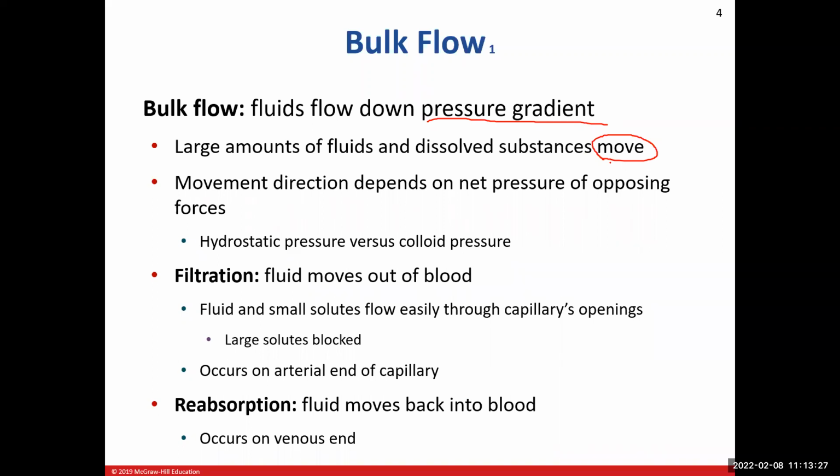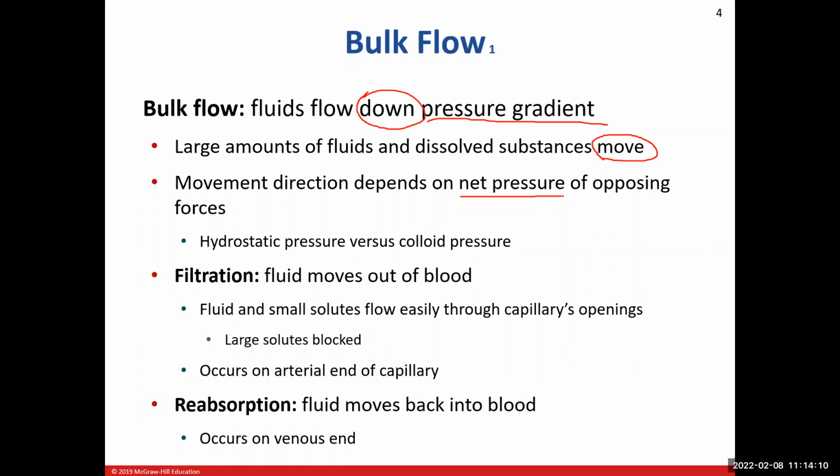Same concept, we're always going to move down the pressure gradient, from an area of high pressure to low pressure. So really, the movement is going to be dependent on the overall, what we call net pressure, because we're going to see opposing forces, and I'll talk to you about what those opposing forces are going to be. You have forces on the inside of these blood vessels pushing out, and then you have forces on the outside of the blood vessel pushing in. Those are going to be our opposing forces. So we're going to talk about hydrostatic pressure and then what we call colloid pressure. But we'll get into that in a moment.